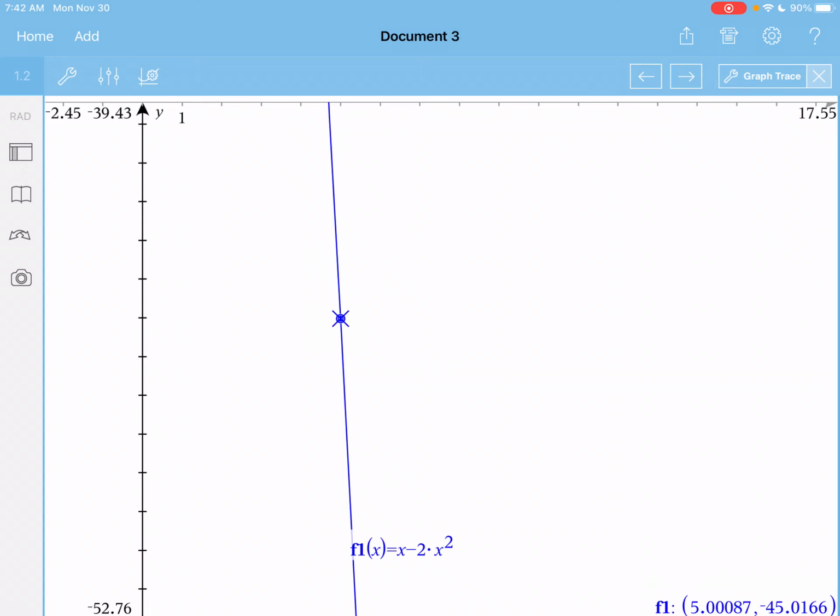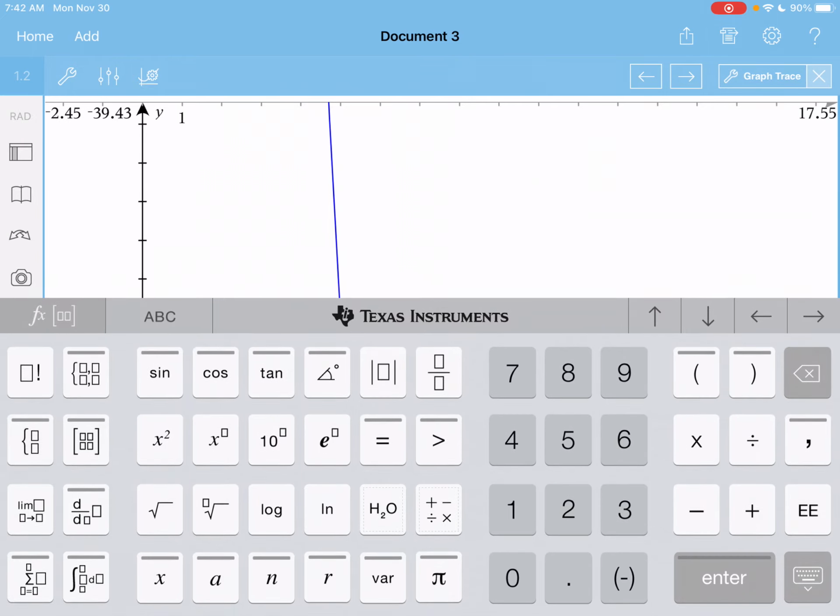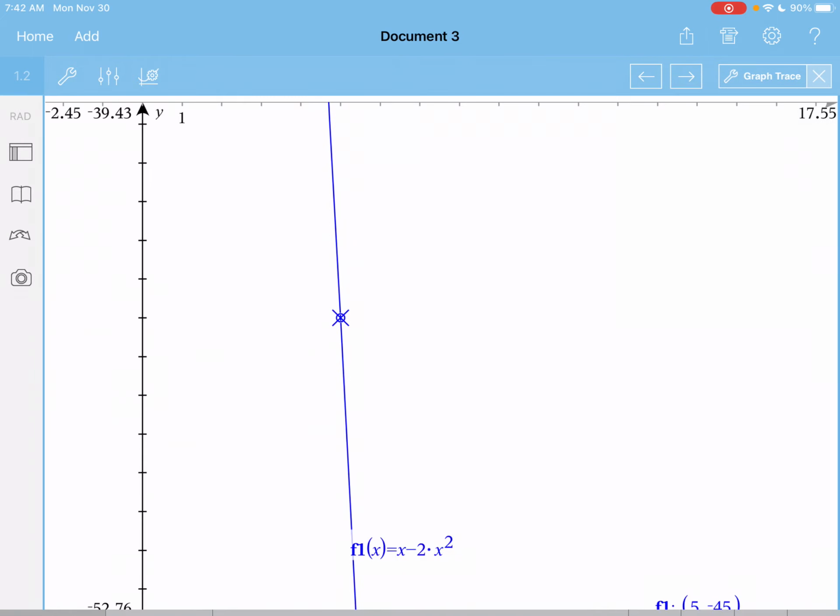Getting pretty close to it, guys. Okay, so right about there, probably. Sure, we'll call it that. Can I go ahead and... Let's see, there's a way to enter a value as we go through, tap around it. Oh, double tap the trace point to enter an exact value. Hey, how long have we known that? Okay, so double tap that, and we'll put in a 5 and hit enter.